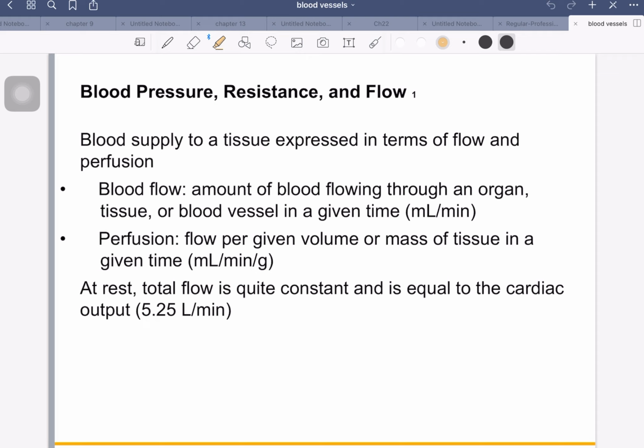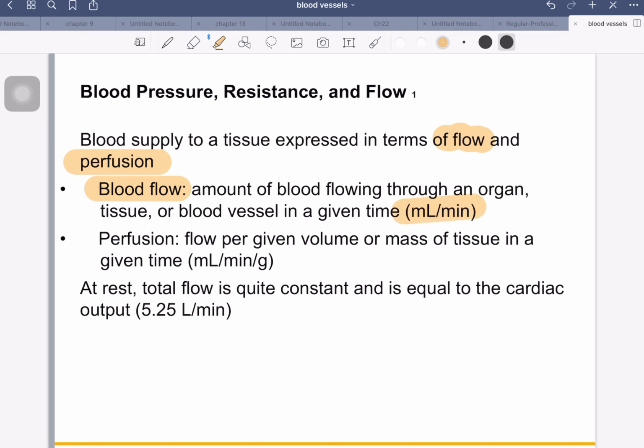So when we look at blood supply, there's two terms that come up. One is flow and one is perfusion. So let's take a few minutes and define what they are. When I talk about blood flow, I'm talking about the amount of blood going through an organ or a tissue or a blood vessel in a given amount of time. And look at the units. We're looking at milliliters per minute.